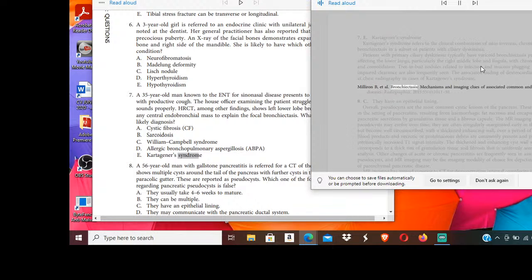Milleron B. et al. Bronchiectasis: mechanisms and imaging clues of associated common and uncommon diseases. Radiographics. 2015; 35: 1011-1030.